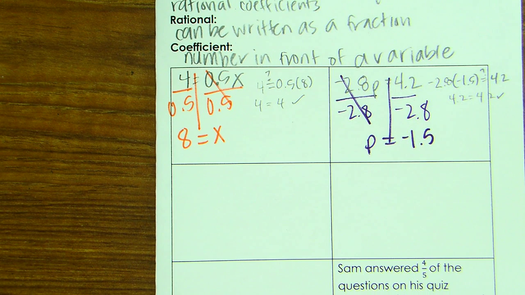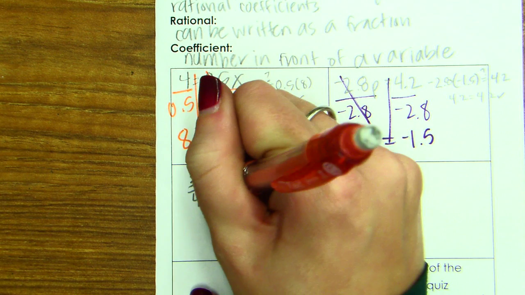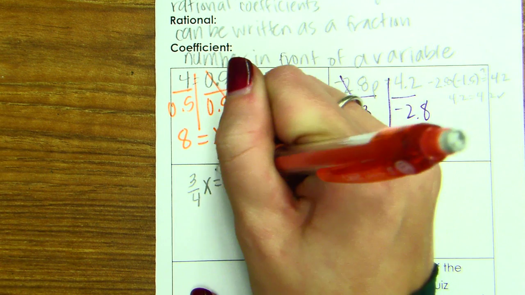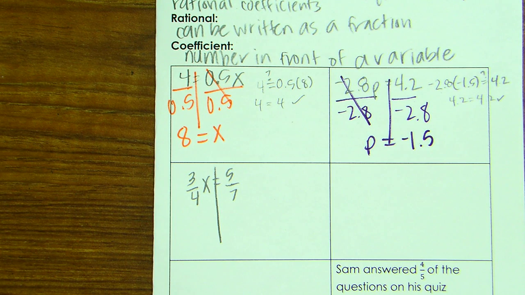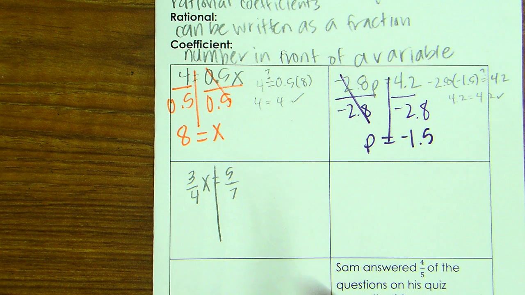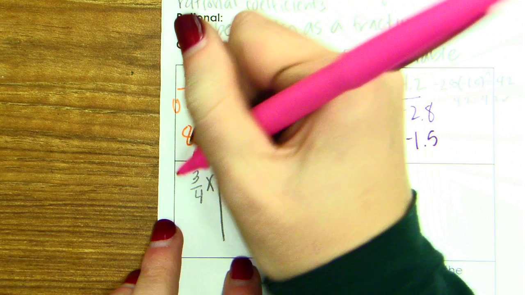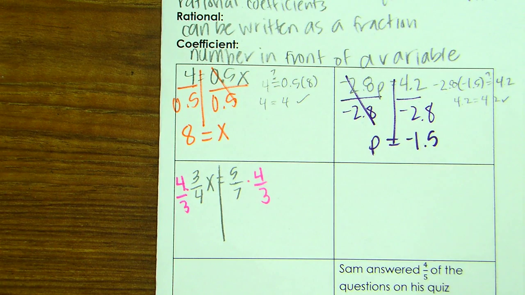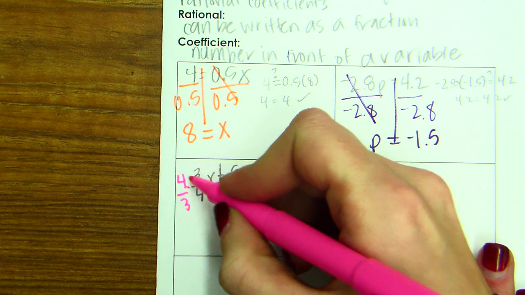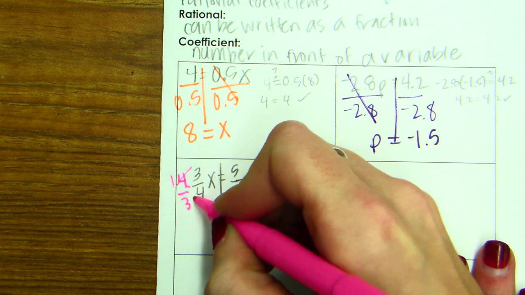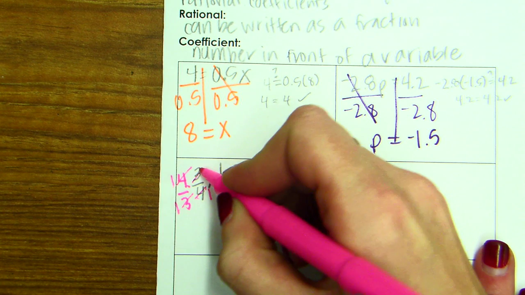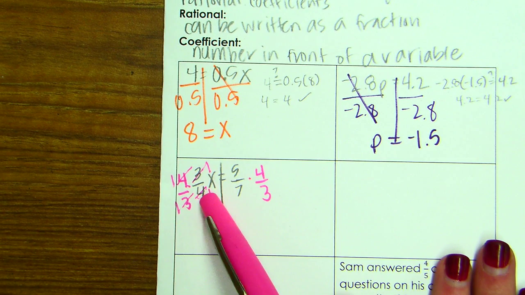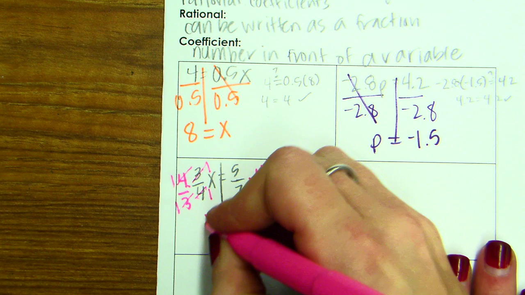For the third one, let's do 3/4 times x equals 5/7. So we're multiplying, so we want to do the opposite and divide. When we divide fractions, we flip and multiply. So I'm going to just flip and multiply right away. And then I'm going to multiply. So I can cross reduce or cross cancel here. 4 divided by 4 is 1. 3 divided by 3 is 1. So I cross reduced this way and this way. I'm left over with 1x.